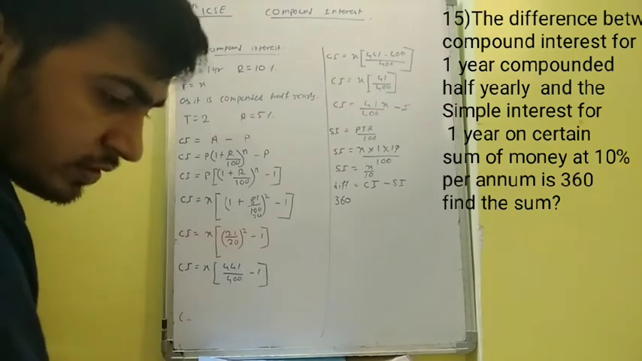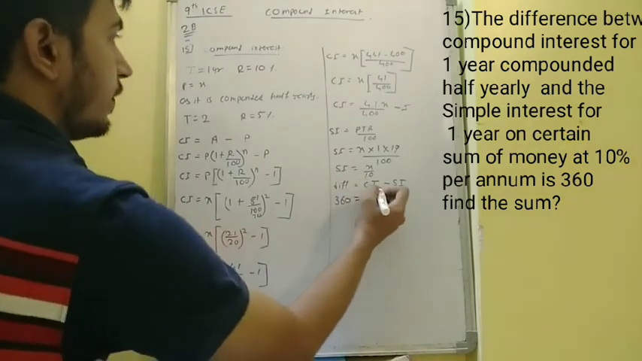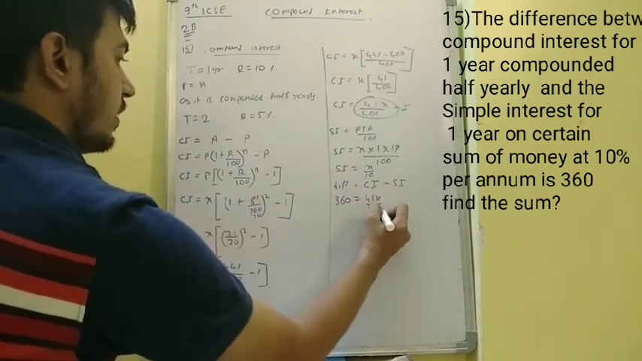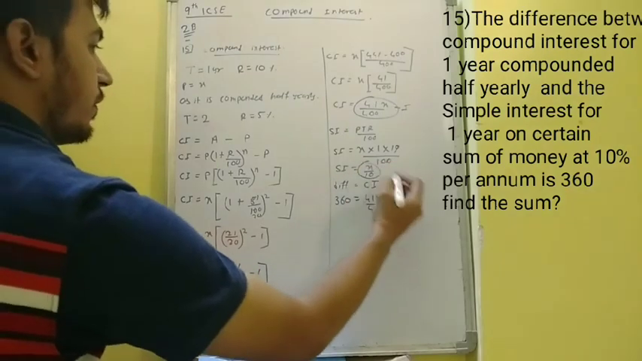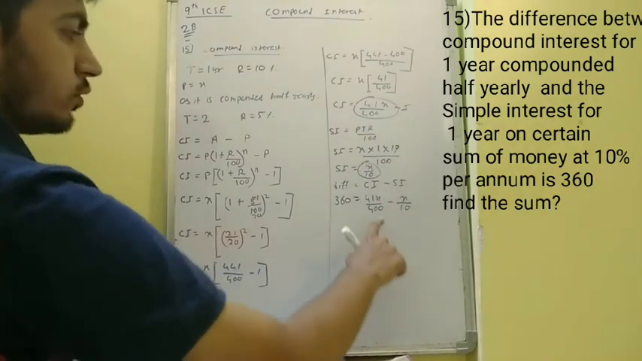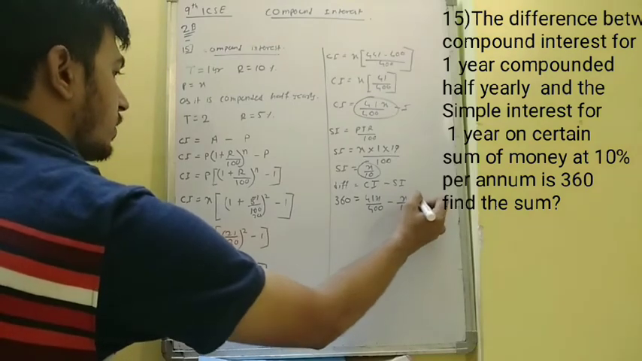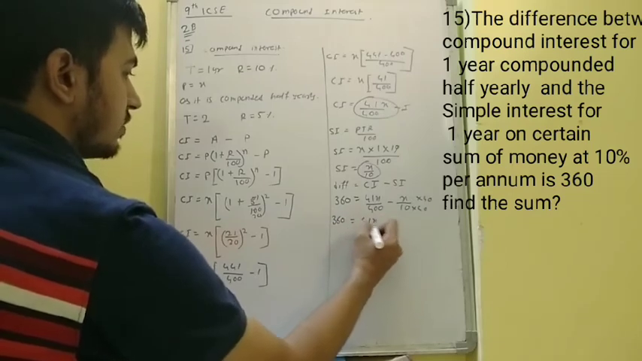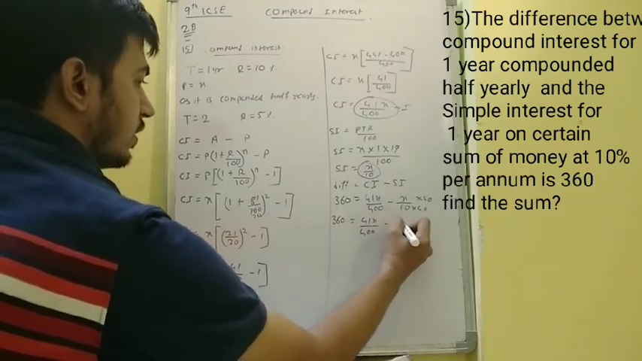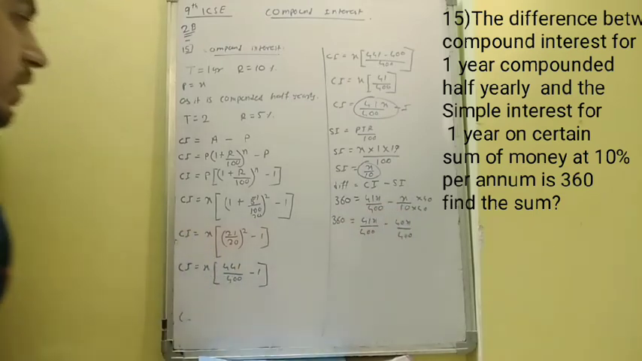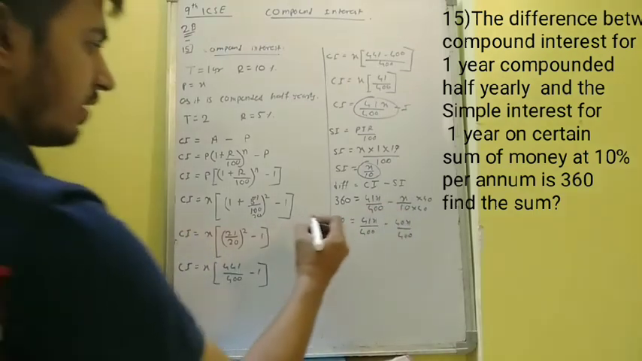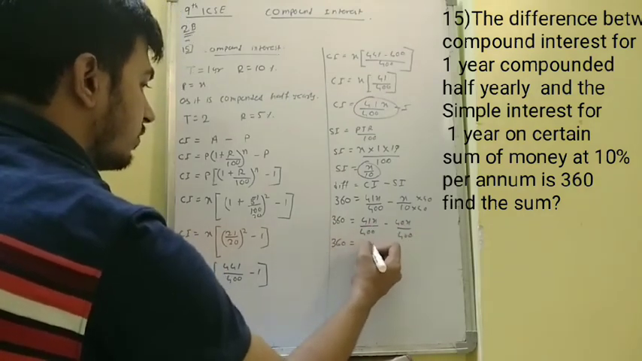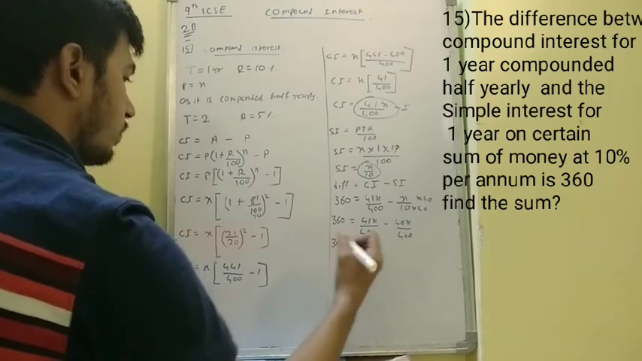The difference is 360. Compound interest is 41x upon 400 minus simple interest x upon 10. To bring 400 over here, I will multiply by 40. So 360 is equal to 41x upon 400 minus 40x upon 400. As the denominator is the same, I will write 360 is equal to 41 minus 40, that is 1x upon 400.